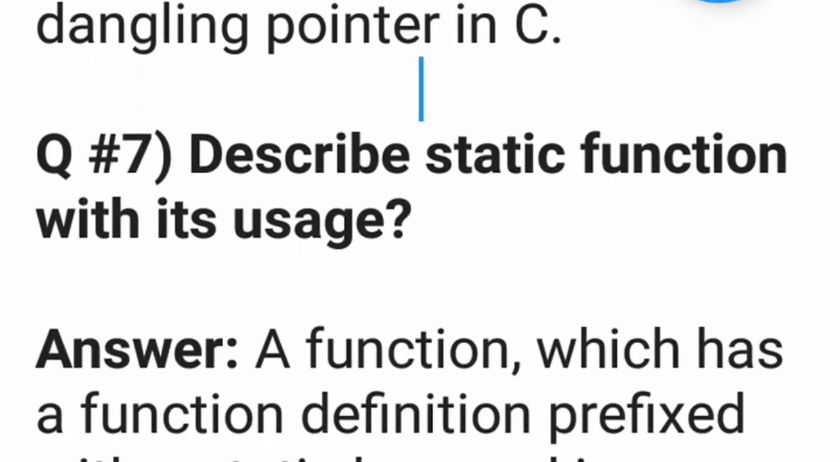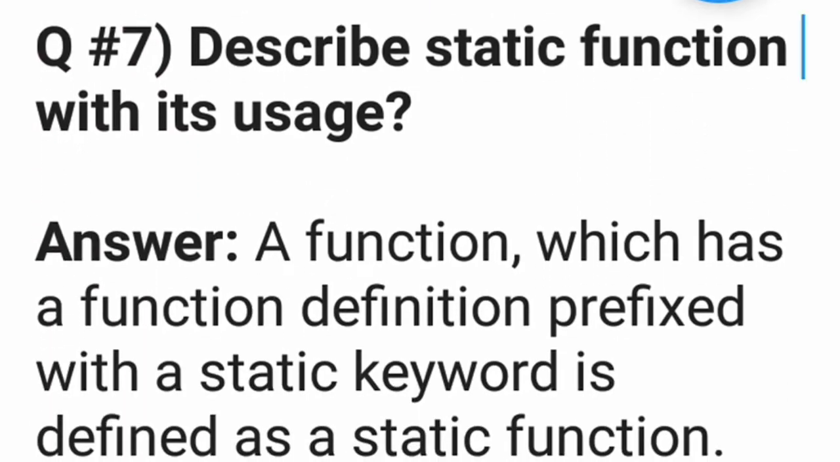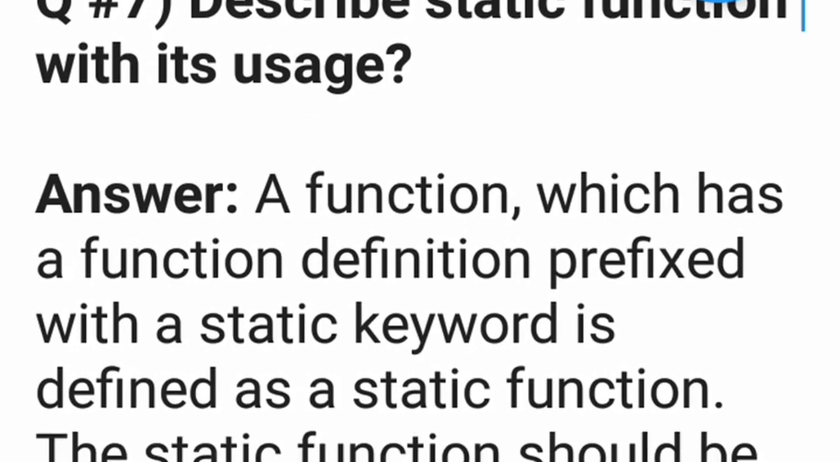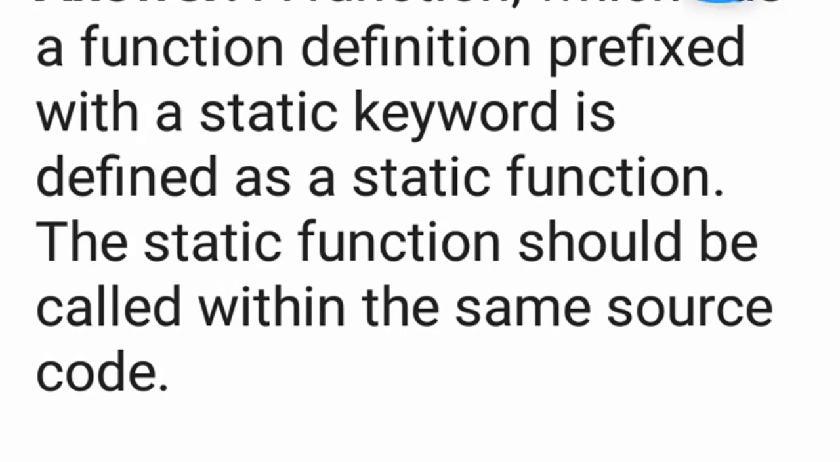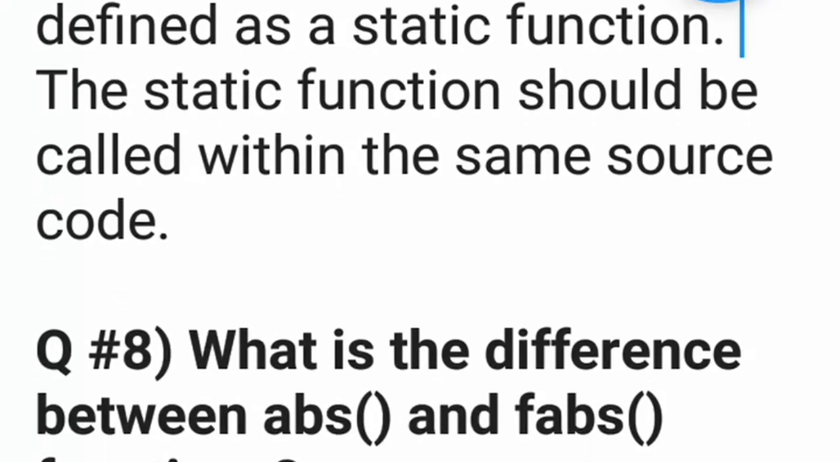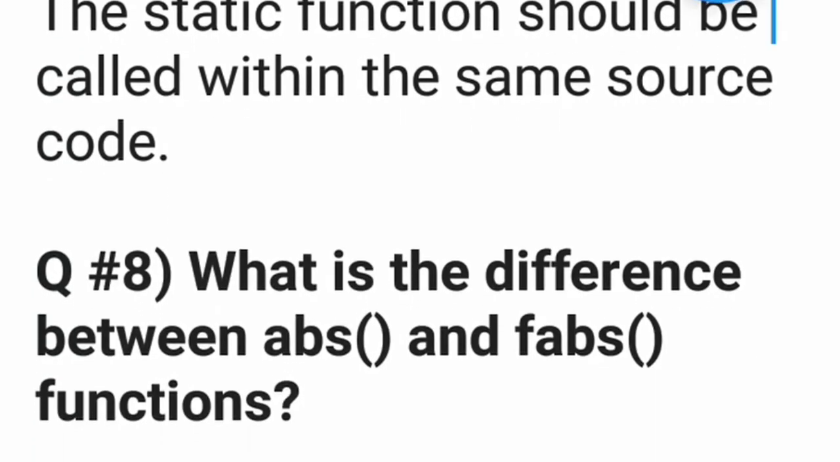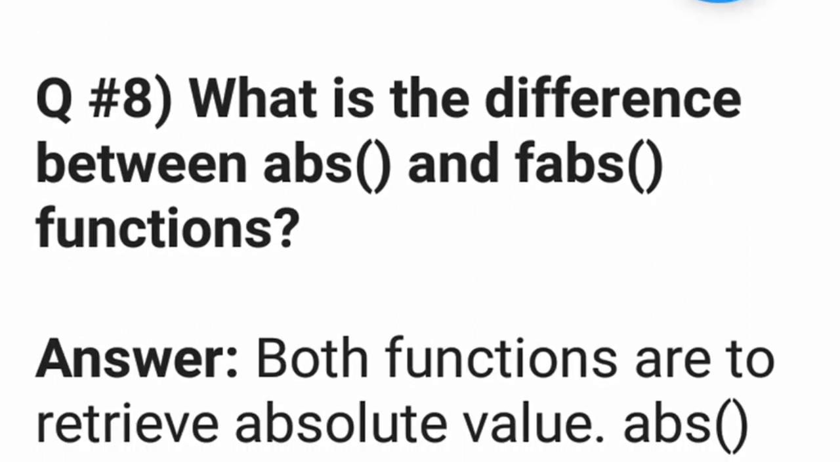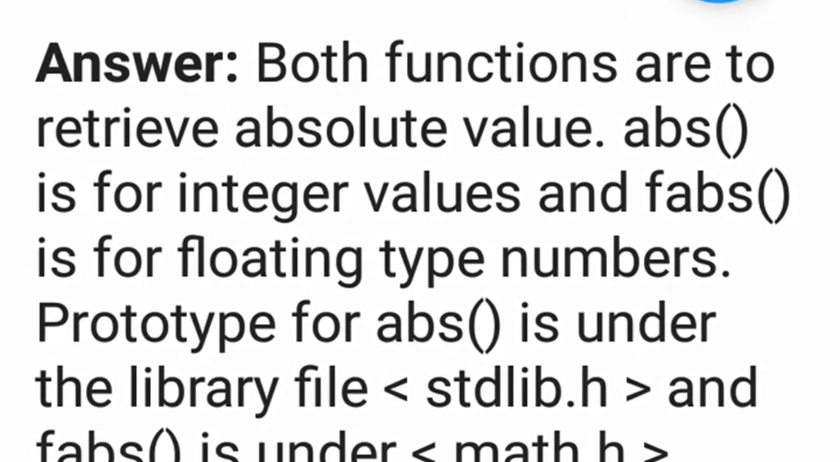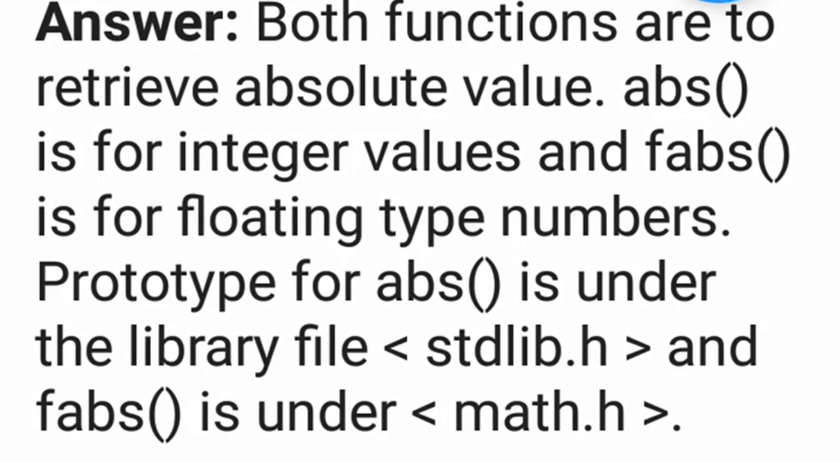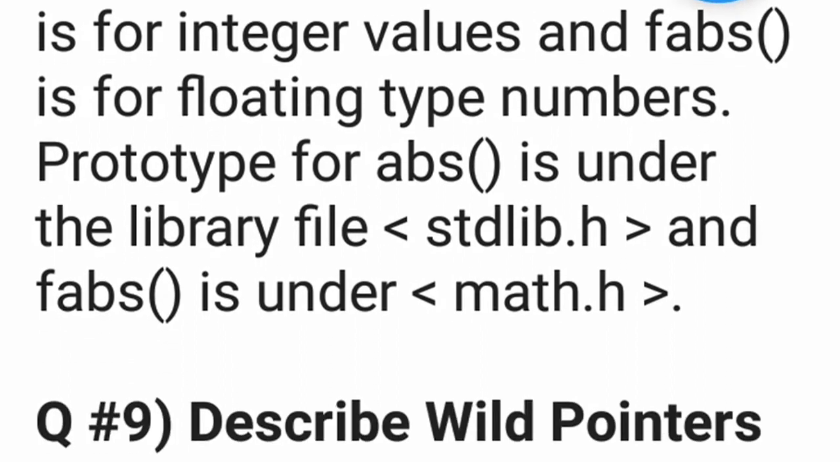Answer. A function, which has a function definition prefixed with a static keyword is defined as a static function. The static function should be called within the same source code. Q number 8, what is the difference between abs and fabs functions? Answer. Both functions are to retrieve absolute value. Abs is for integer values and fabs is for floating type numbers. Prototype for abs is under the library file <stdlib.h> and fabs is under <math.h>.